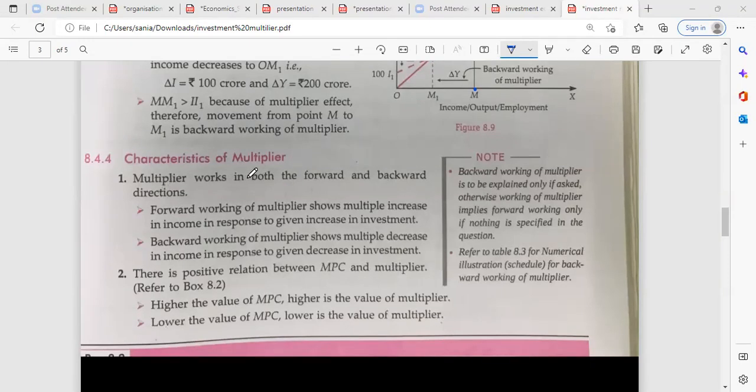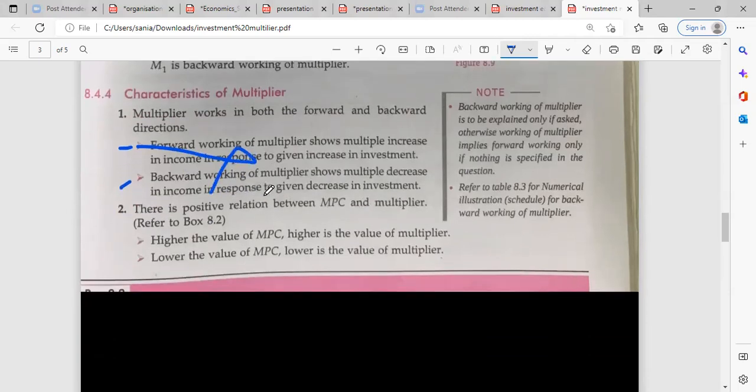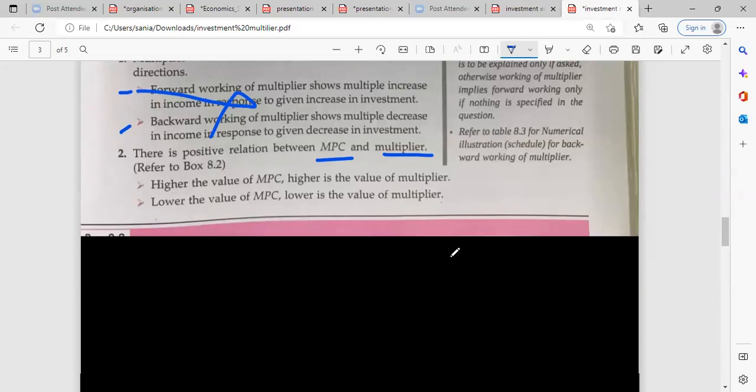First, the multiplier works in both the forward and backward direction. Okay, you already did forward and backward, right? So no need to write this because we already know what is forward and what is backward. Next, there is a positive relationship between MPC and the multiplier. So what is MPC? Marginal propensity to consume. So higher will be the value of MPC, higher will be the value of multiplier, and lower will be the value of MPC, lower will be the value of multiplier.